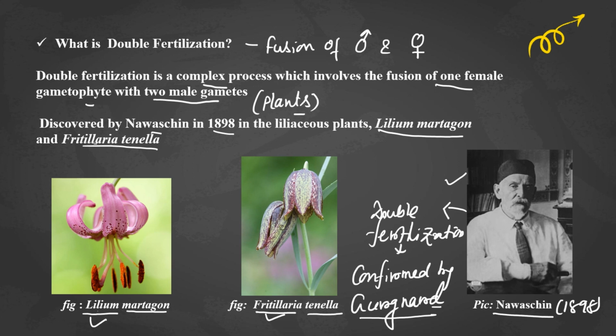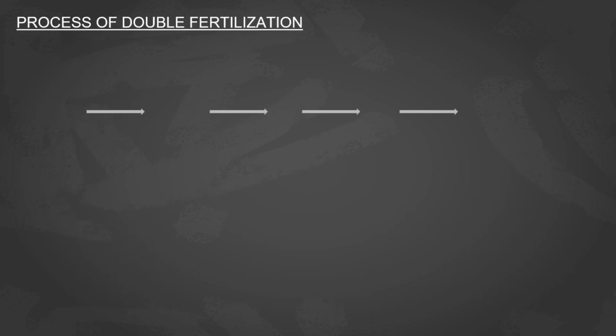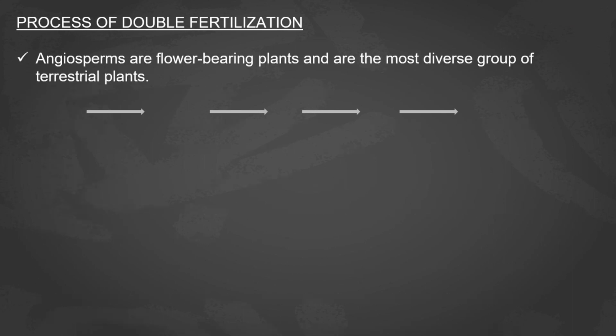So let's move into the detailed process of double fertilization. Generally, the flower is the most fascinating character of the angiosperm, correct? The flowers are the most fascinating reproductive features of the angiosperm, especially the terrestrial plants. They show a variety of flowers, and their adaptation in the way of double fertilization also varies. That means they have much more diversity in terms of double fertilization.